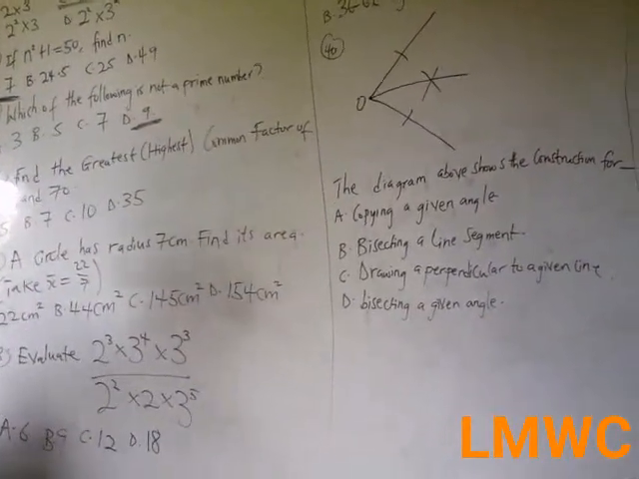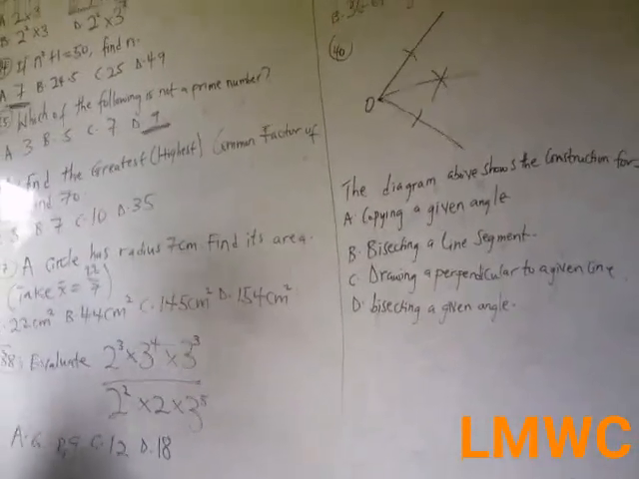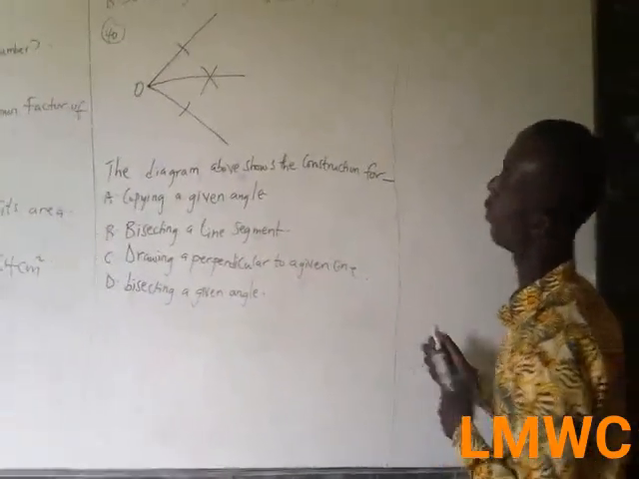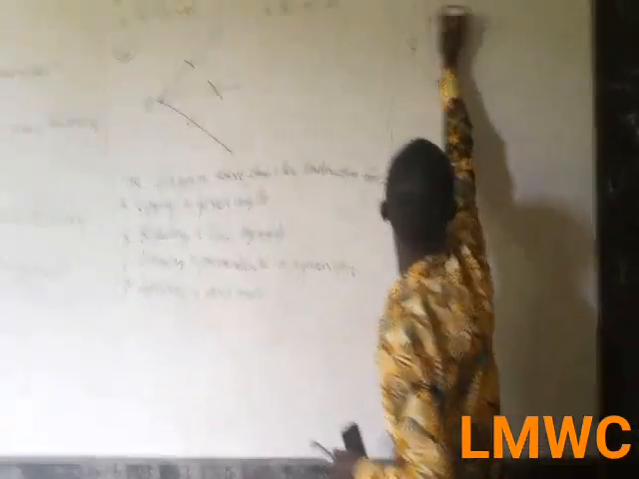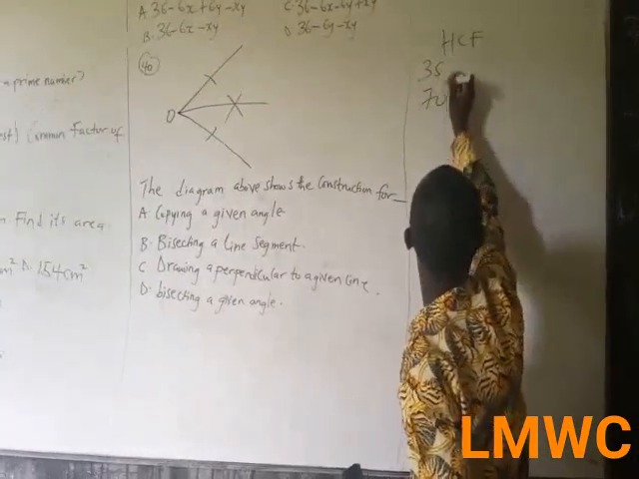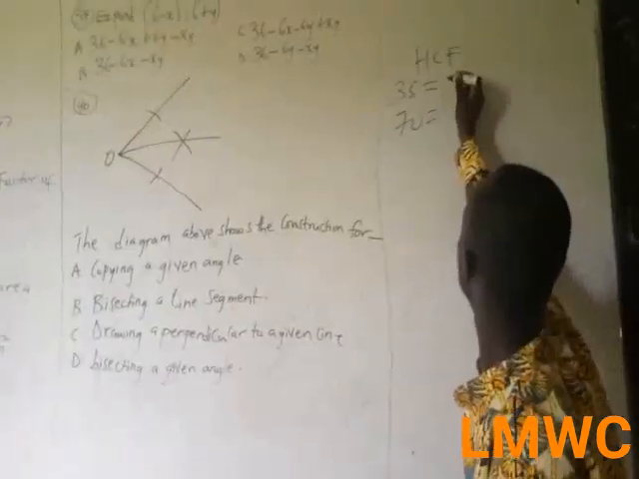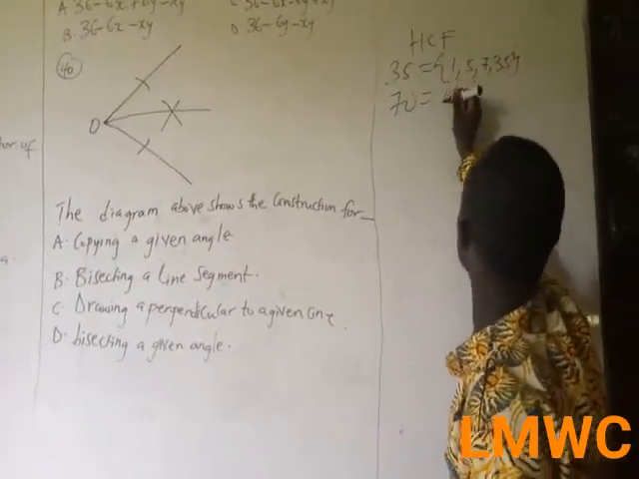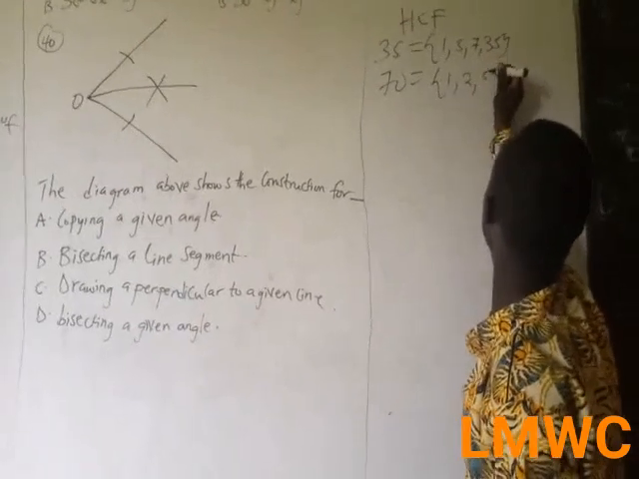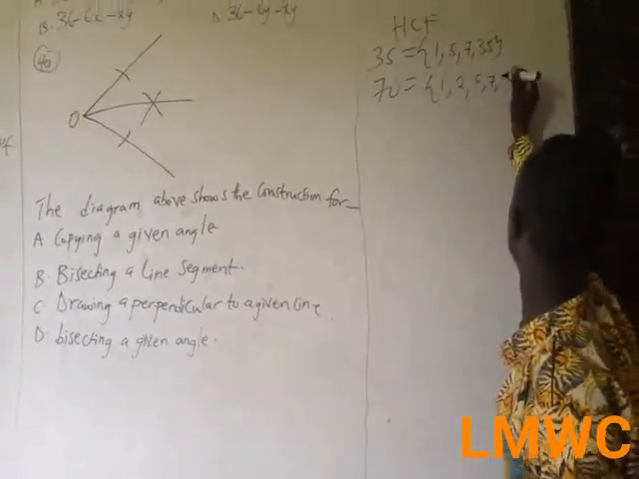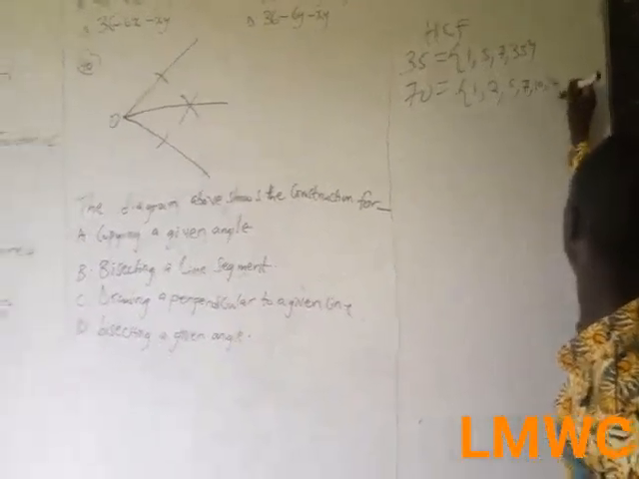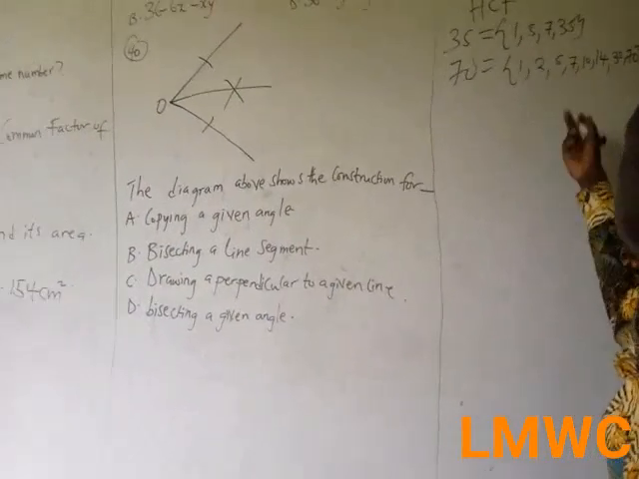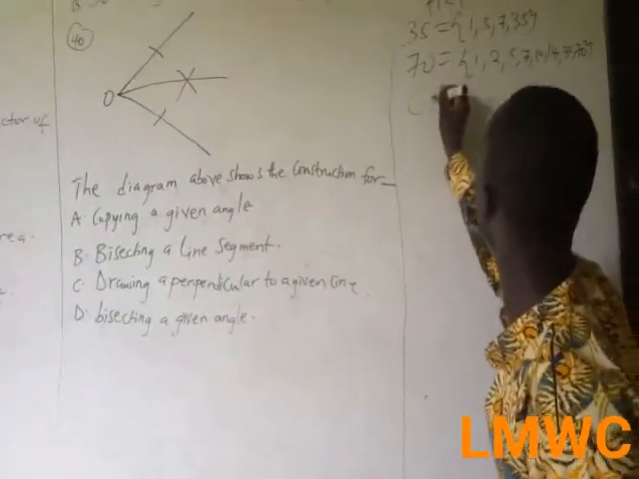Find the greatest, in brackets highest, common factor of 35 and 70. So if you are asked to find the HCF for 35 and 70, you first find the factors. The factors of 35, we know, are 1, 5, 7 and 35. And the factors of 70: 1, 2, 5, 7, 10, 14, 35, and 70. Because 14 times 5 is what? 70.